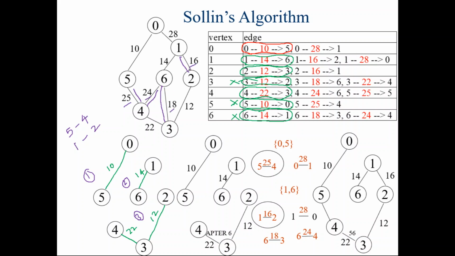Out of that we have to pick the minimum cost edge. What is the minimum cost edge? 2 to 1. So note down 2 to 1. Now we have checked all the components, and for every component we have identified a minimum edge which is not yet added to the tree.